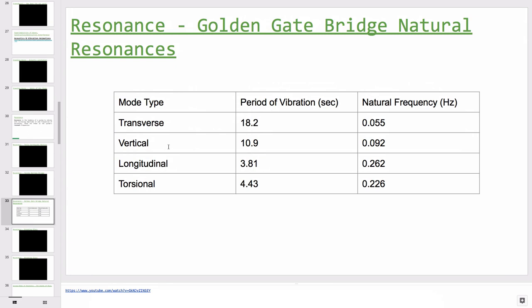All right, and then we have a vertical, longitudinal, torsional. These are various types of movement that can happen in the bridge. Vertical is just like the Tacoma Narrows Bridge there, up and down. And again, you have these different natural frequencies. So I suppose if you got an oscillator that was strong enough, you could try to vibrate the bridge at one of these frequencies and see if you can get the bridge moving at some kind of mode of resonance.